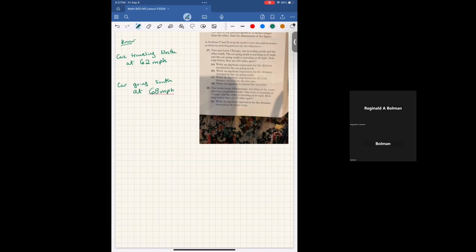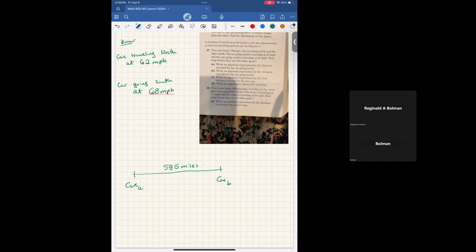And if we drew a picture of the situation that's happening, here's my picture. You might have a car A and a car B, and they're exactly 585 miles apart. How do we know they're exactly 585 miles apart? Because the question asks us how long before they are 585 miles apart. So that's how far apart they need to be. Okay. So this is our known information, and it says write an algebraic expression for the distance traveled by the car going north.